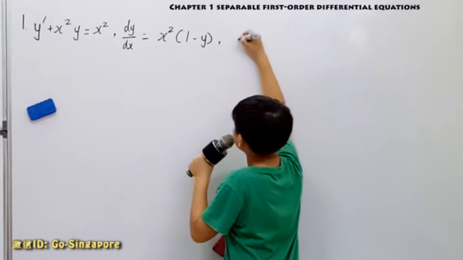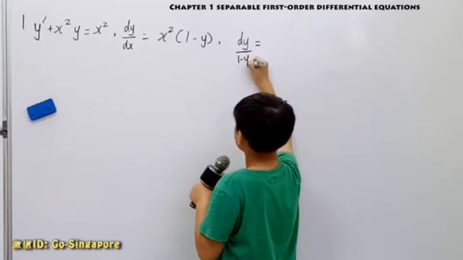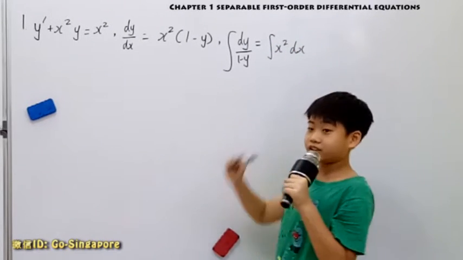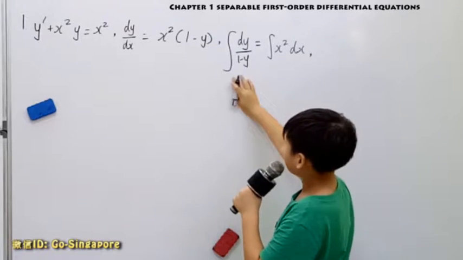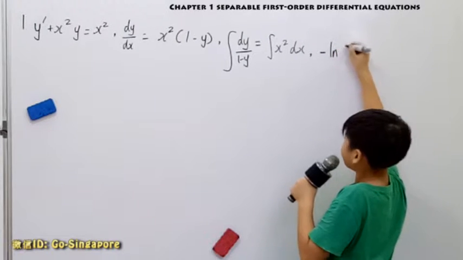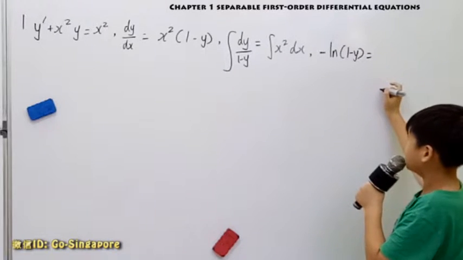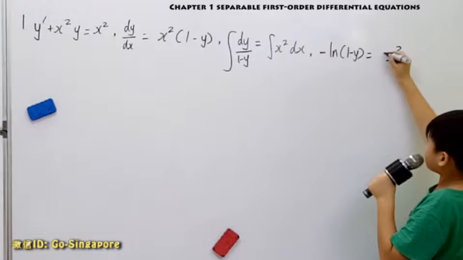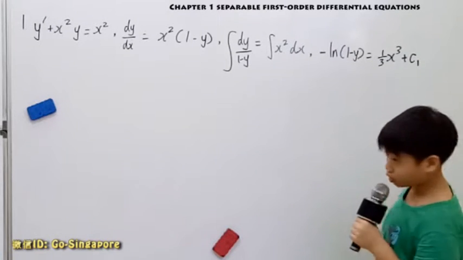And then after that, for this dy, we can divide this to the other side, which we actually can have like this. Am I right? Okay. So for this, 1 minus y, you need that negative, and this will be a ln of 1 minus y, which equals x squared integrated, and x squared is x cubed. So we can have it like this.